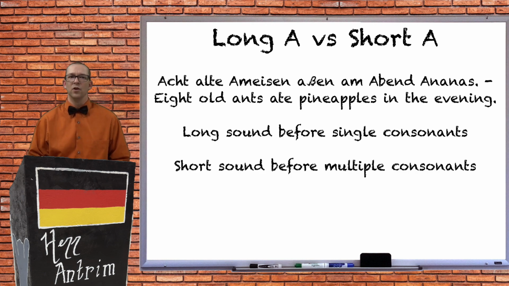Let's get started. The long A versus the short A. 8 alte Ameisen aßen am Abend Ananas. In case you don't remember it from the previous videos, the long A sound is made when there is only one consonant after the vowel, but the short A sound is made when there is more than one consonant after the vowel. The words acht and alte have the short A, acht, alte. Ameisen and aßen and am, Abend and Ananas have the long A sound. Also, it's fun to hear how the last words slide together, am Abend Ananas.